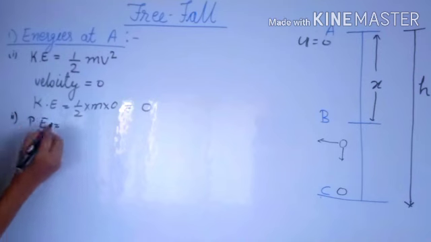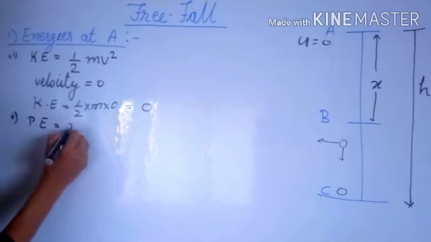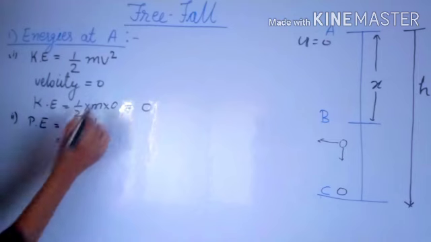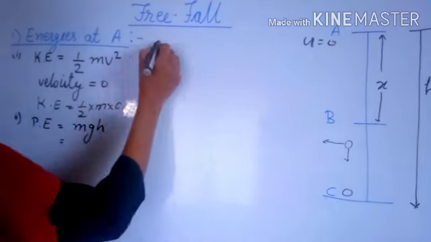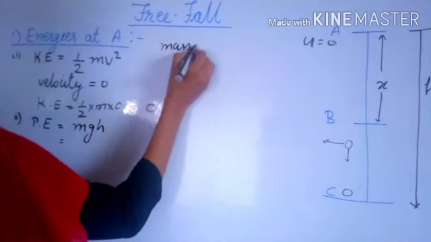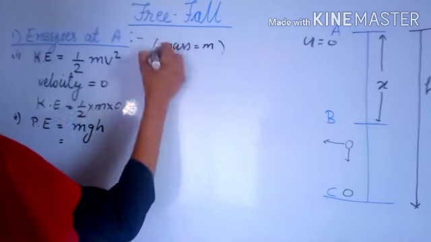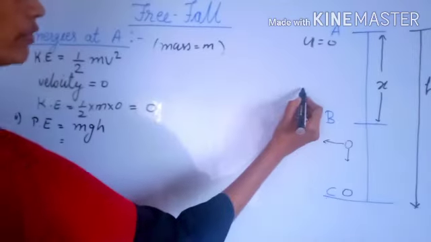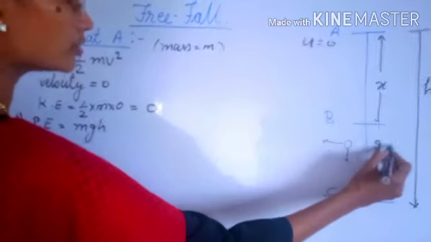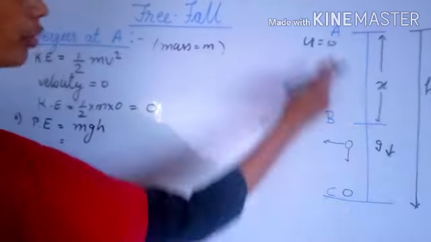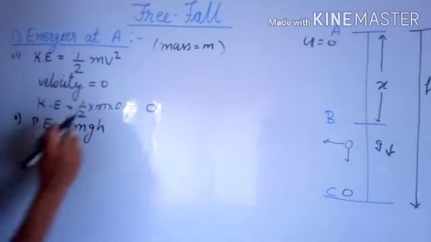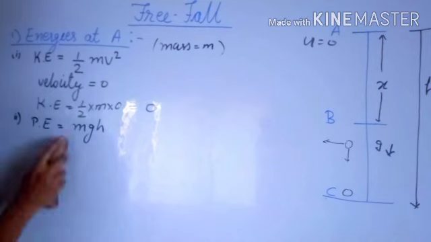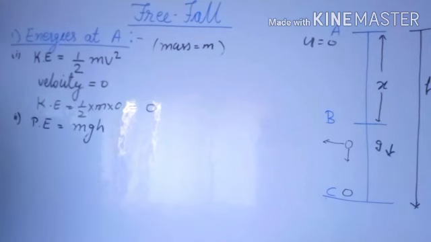potential energy. The formula of the potential energy is mgh. So here the mass of the object is m, acceleration due to gravity is g, and the height from A to C is h. So mgh is the potential energy.